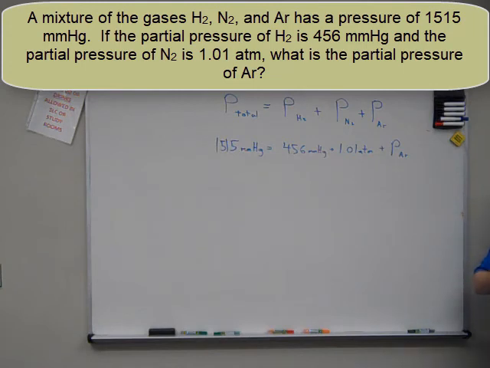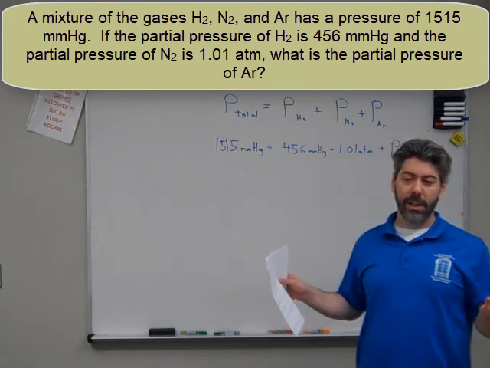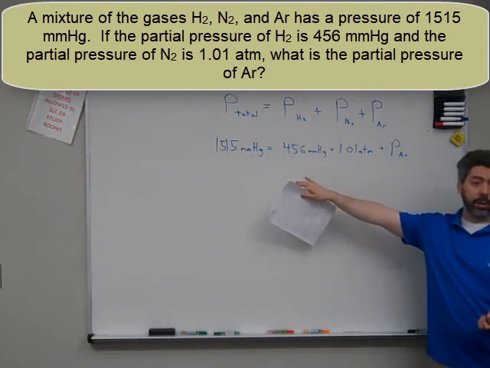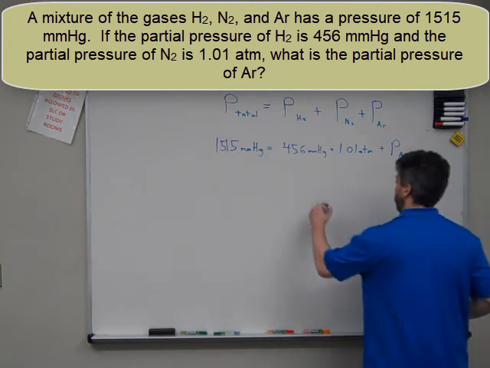They're not the same. When you're adding and subtracting, the units must be the same. I can't add 5 cats to 4 cows, right? So I have to make sure that the units are the same. Since the other 2 are in millimeters of mercury, I'm going to take 1.01 atm and convert it to millimeters of mercury.